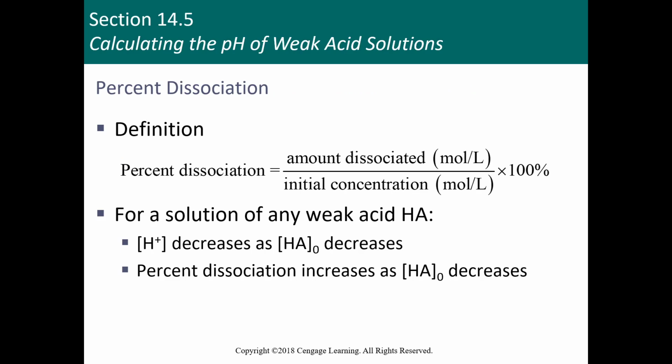Excellent. Great job. All right, so the next thing we're going to introduce here is percent dissociation. So percent dissociation is the amount dissociated divided by the initial concentration times 100%. For a solution of any weak acid, HA, the H plus will increase as the HA decreases. The percent dissociation is going to increase as the HA decreases.